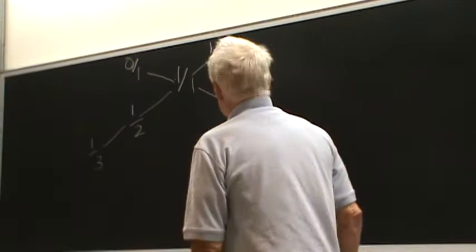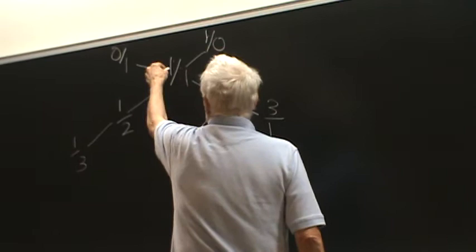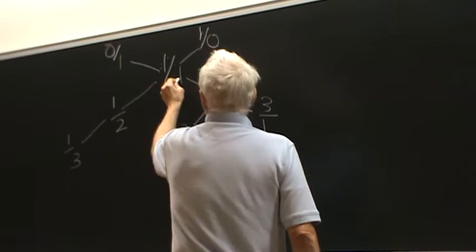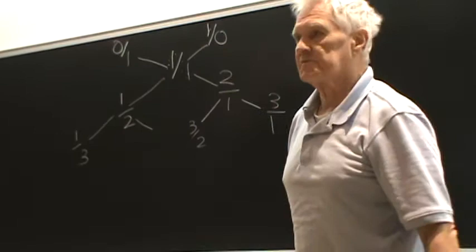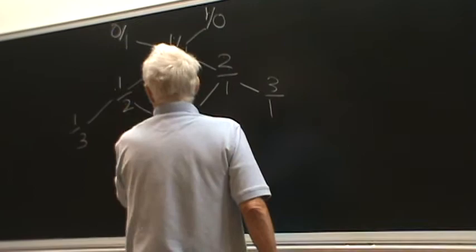Here we're going around a bend. It's an infinite tree. I'll tell you some properties. 1 plus 2 is 3 for the numerator, 1 plus 1 is 2 for the denominator. Here we're going around a bend, so we take the median of the two fractions: 1 plus 1 is 2 for the numerator, 1 plus 2 is 3 for the denominator.